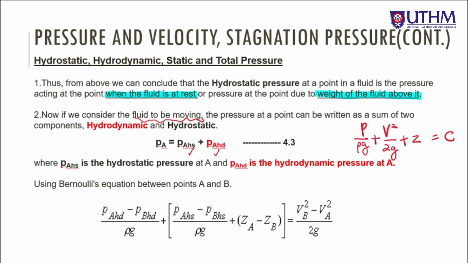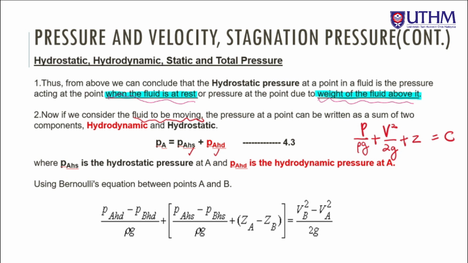Okay, and thus from the equation we can conclude that hydrostatic pressure at a point in the fluid is the pressure acting at the point when the fluid is at rest, or pressure at the point due to weight of the fluid above it. Okay, because it is not moving.